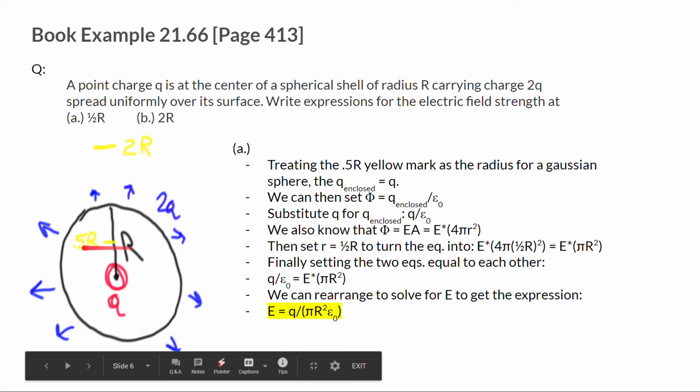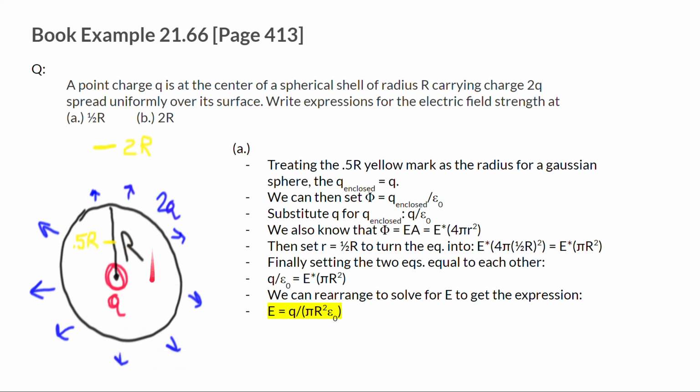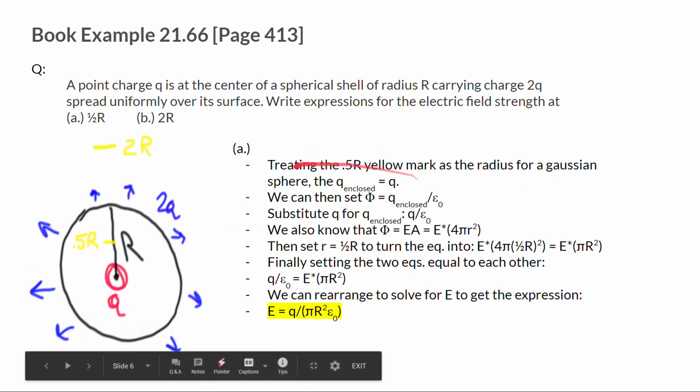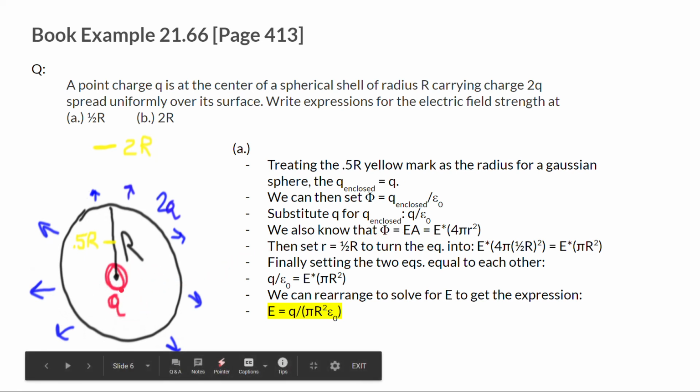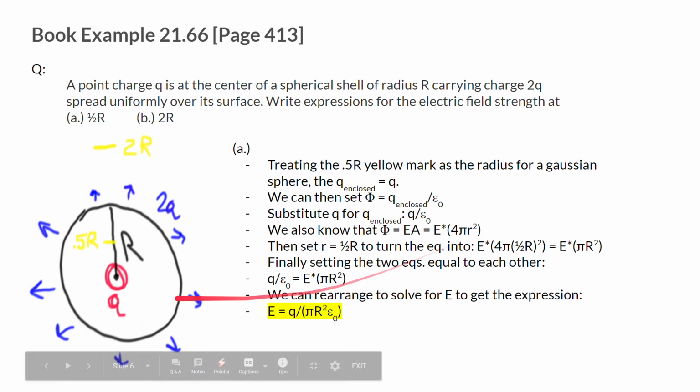So for part A, we have to treat this yellow line as the radius of our Gaussian sphere, as mentioned here, where you're enclosed. The total amount of enclosed charge within this sphere is just this first red Q. We can then substitute that Q enclosed for Q and then set that equal to your flux equation of Q enclosed over epsilon naught. The Q doesn't really change, it just loses its enclosed nature. We also know that flux is equal to EA, and the cosine value is equal to 1 because it is perpendicular from all directions. A is equal to 4 pi r squared because it's a sphere.